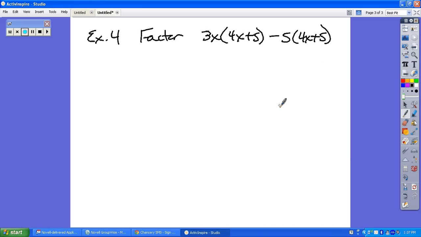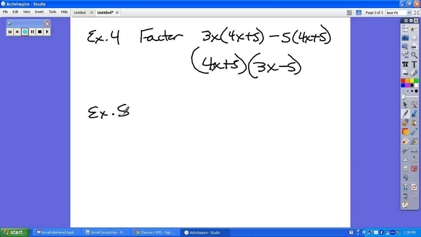Now I'll be honest, when you're factoring out a greatest common factor, when there are parentheses and the parentheses are the same, it's real easy. So if you notice what's in common is the parentheses. So I'm going to take 4x plus 5 out. And when you do that, what's left? Well, that's the other parentheses, 3x minus 5. This will definitely come in handy later on when we do factor by grouping, so that's a skill you should know.